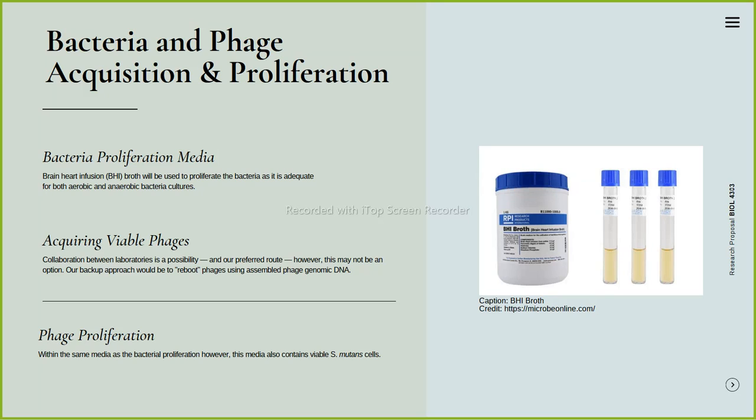As far as acquiring the viable phages, as we said, collaboration between laboratories is a possibility and a preferred route, but we can go ahead and reboot the phages if necessary, which we will explain later. For the phage proliferation, it's going to be done in the same media, though this new media is going to be containing the S. mutans cells. This is just because the bacteriophage is an obligate phage of S. mutans, and we need that bacteria to actually grow the viruses.